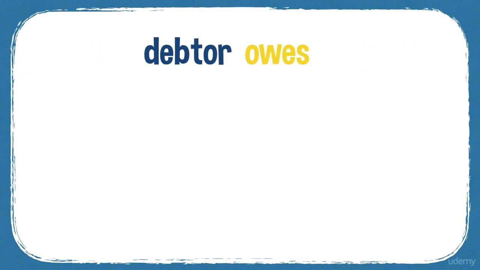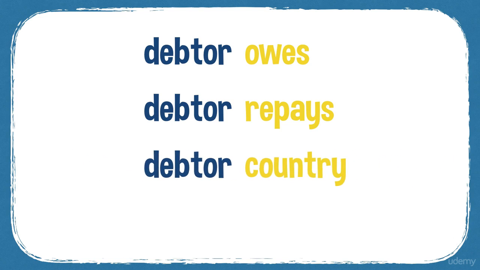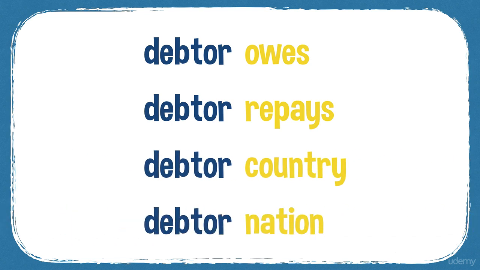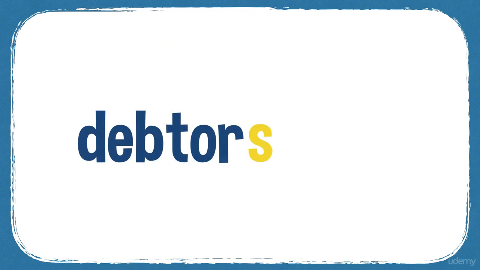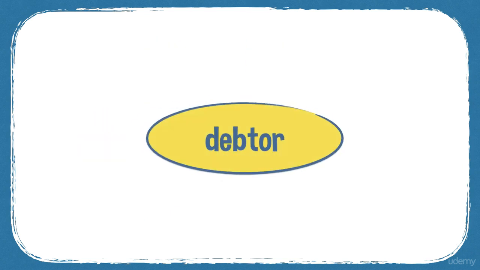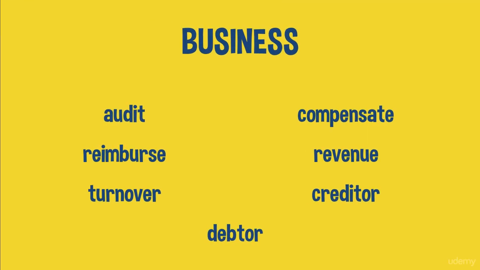So a debtor owes money. A debtor repays. You can have a debtor country and a debtor nation. Again, it's a noun, so debtors. And some synonyms for debtor. Well, borrower is the best one I can think of. A borrower, somebody who borrows money. So there are your 7 business words: audit, compensate, reimburse, revenue, turnover, creditor, and debtor.